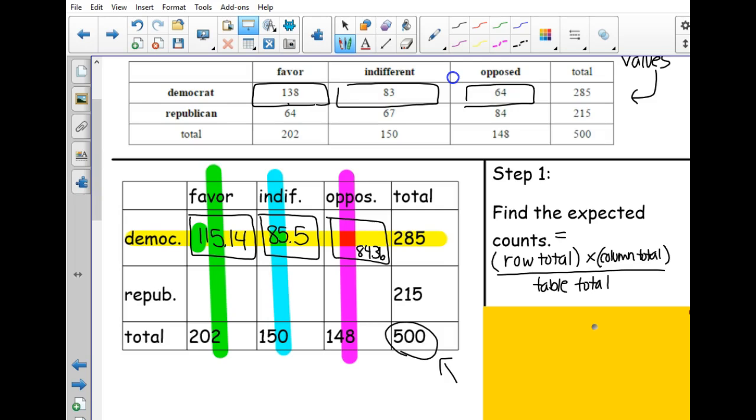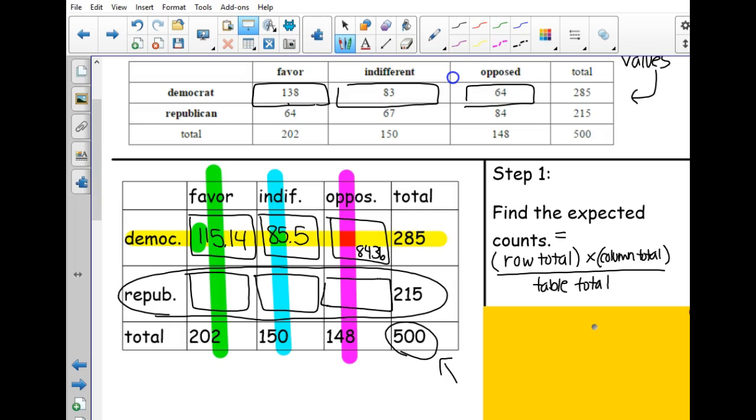I want you guys to practice right now with the Republicans, with this row. So you need to figure out the expected value for Republicans who are in favor of the tax bill, who are indifferent, and who are opposed. I'm going to walk around right now, and I'll check in with you and see how you're doing. If you have questions, let me know at this time.